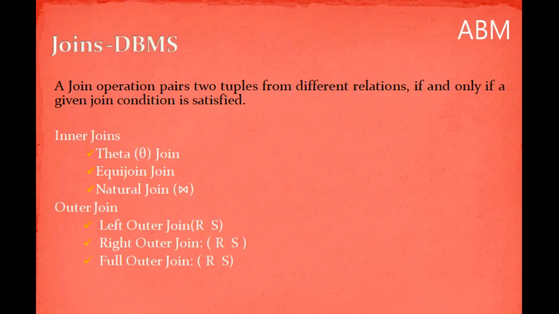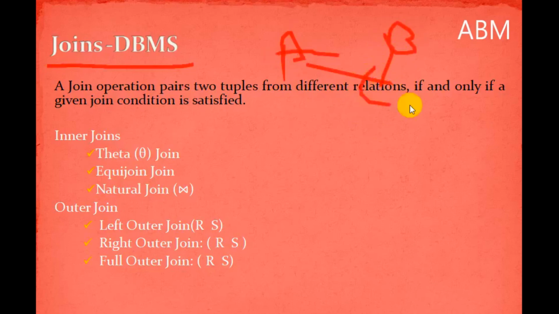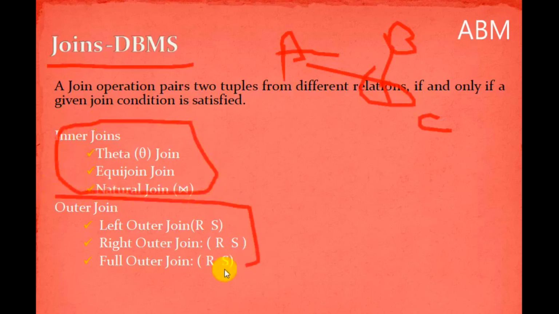Different types of joins in the database management system. Joins are actually used to get data from different relations, from different tables, or to combine different types of data from different tables into one table. So the joins are the inner joins, okay, and also the outer joins. The first one is the inner join, which is the theta join.